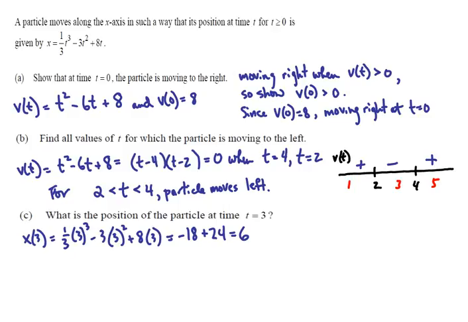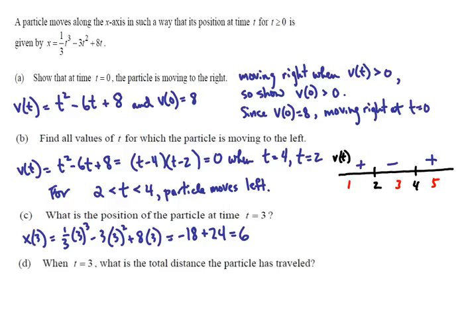and so the particle is at position 6 when time is equal to 3. In part D it says at time t equals 3, what is the total distance that the particle has traveled? Well, if we go back to our sign chart that we did for part B, we see that the particle is moving to the right from time t equals 0 to t equals 2. And then at t equals 2, the particle begins to move to the left. So we're going to have to find the distance traveled when it was moving to the right, and we're going to have to add to that the distance traveled when we move to the left.